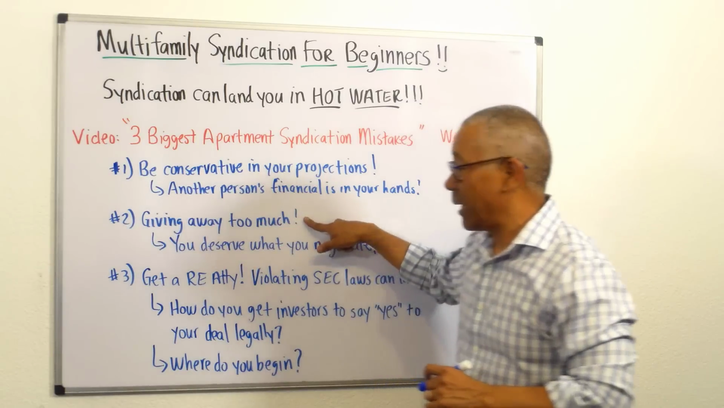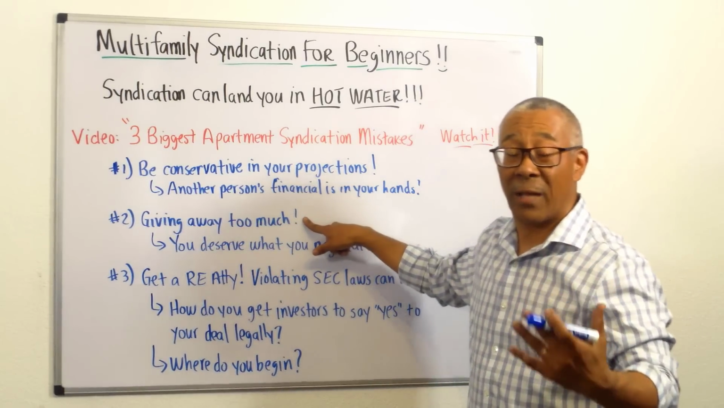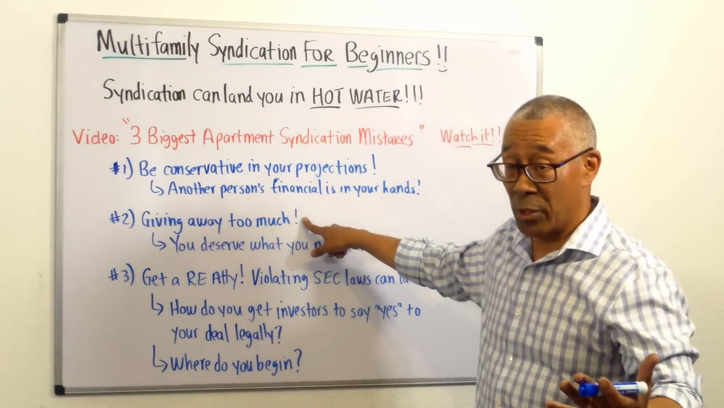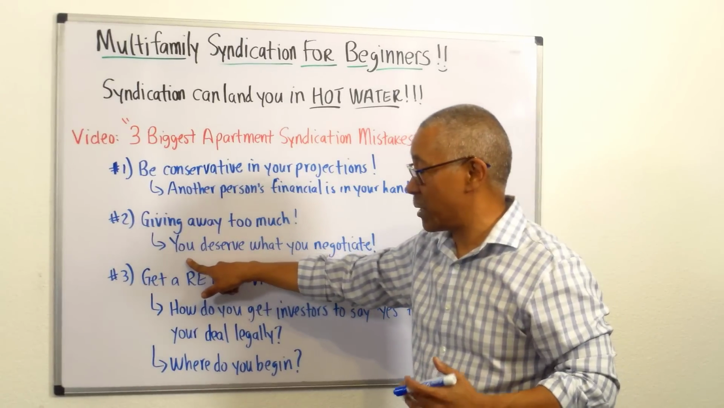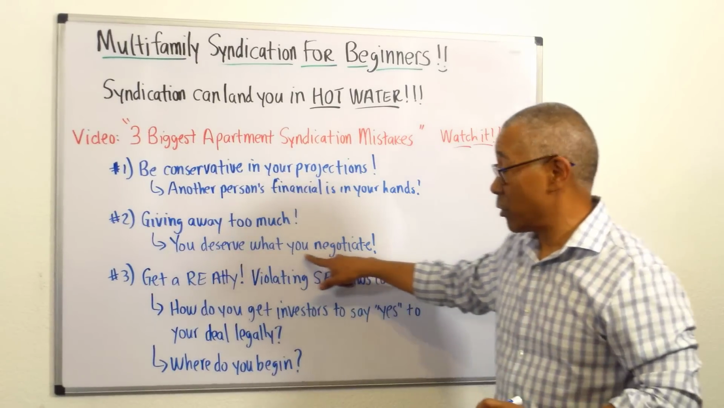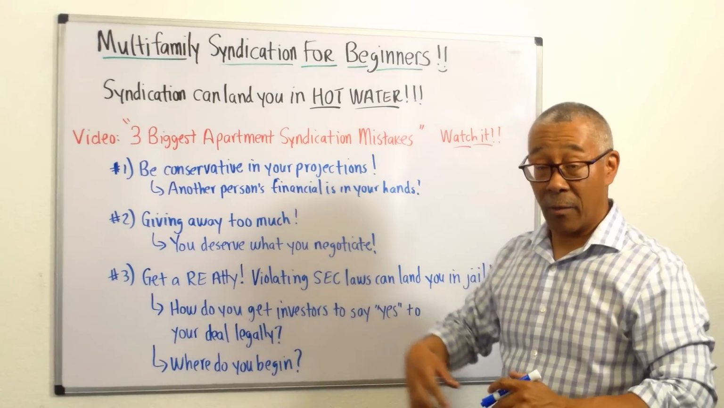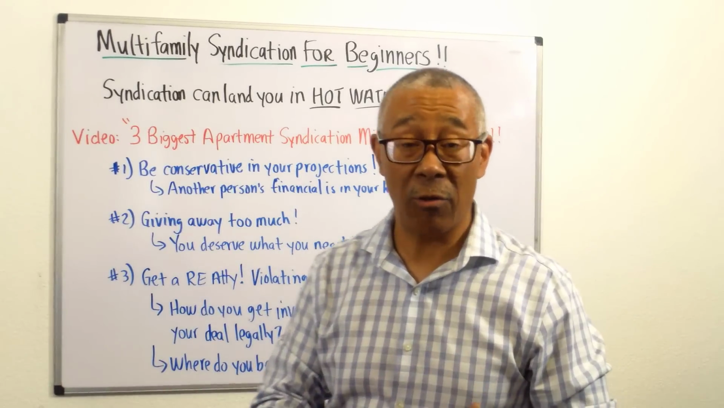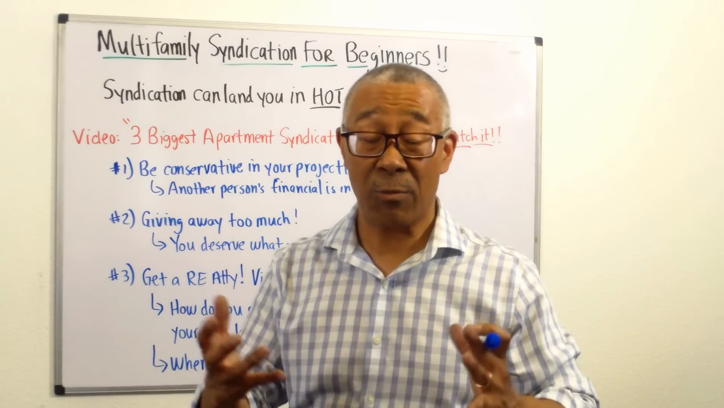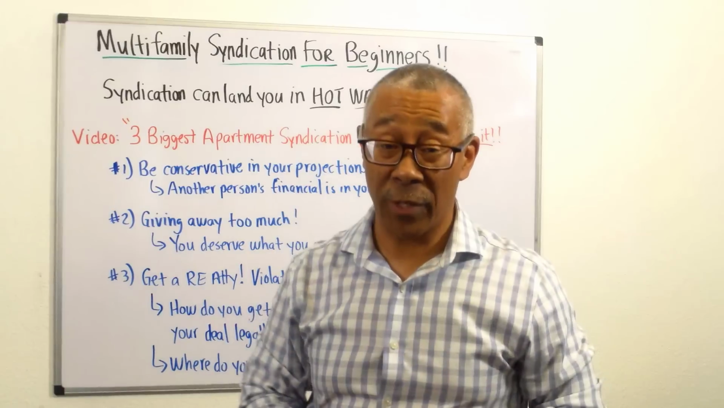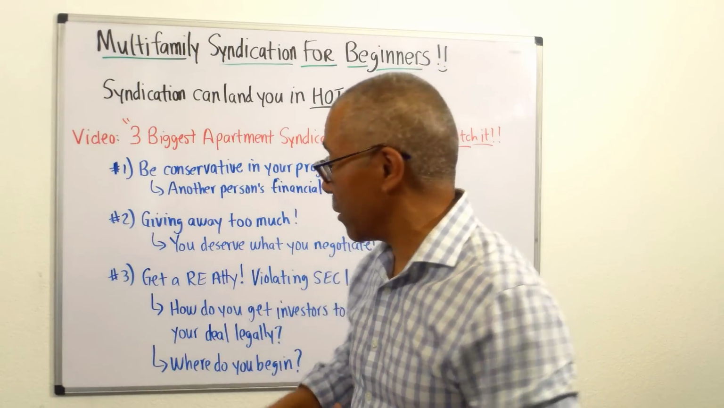Mistake number two is that beginning multifamily syndicators give away too much. There's a saying we have for our students: you deserve what you negotiate. So we teach our students how to be hard negotiators to produce the best returns for their investors and for themselves. You've got to learn how to do that.